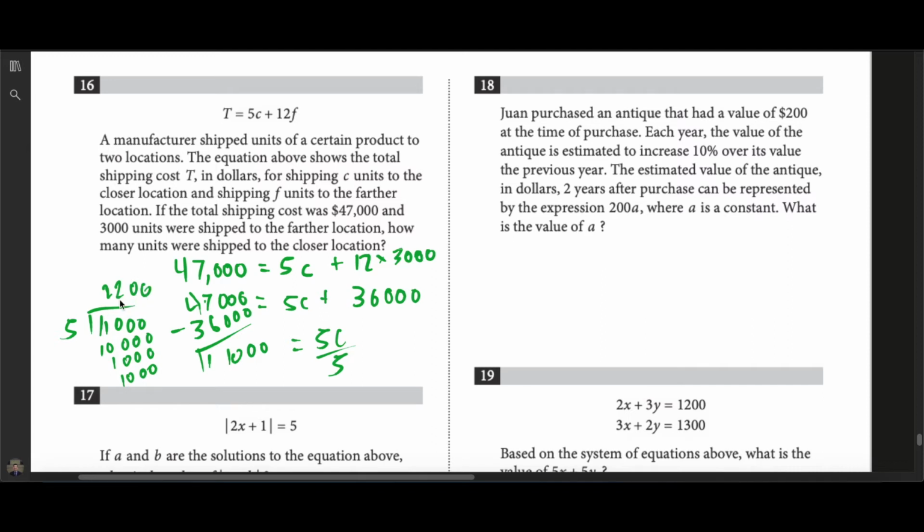2,200. I guess it'd be a lot easier if you just got rid of all the zeros, but this is just simply exactly what it is, right? 5 times 200 will give you 1,000, and so this would be your final answer.